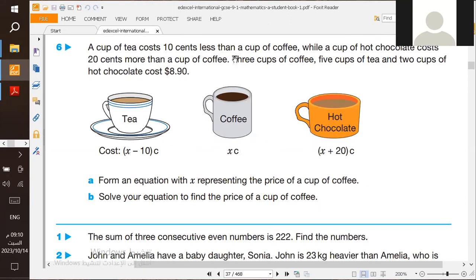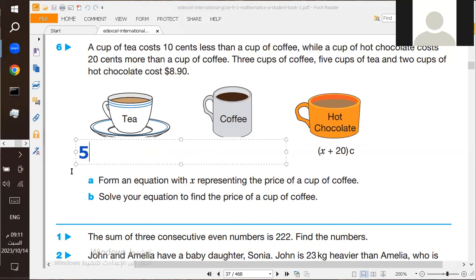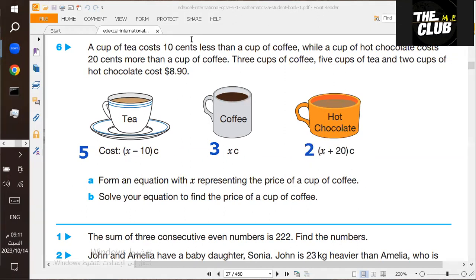As they said, they need what? They need 3 cups of coffee, so 3 out of these. And 5 tea, so 5 out of these. And 2 cups of hot chocolate, like this. And when you add them together, you get 8.90, or 890.